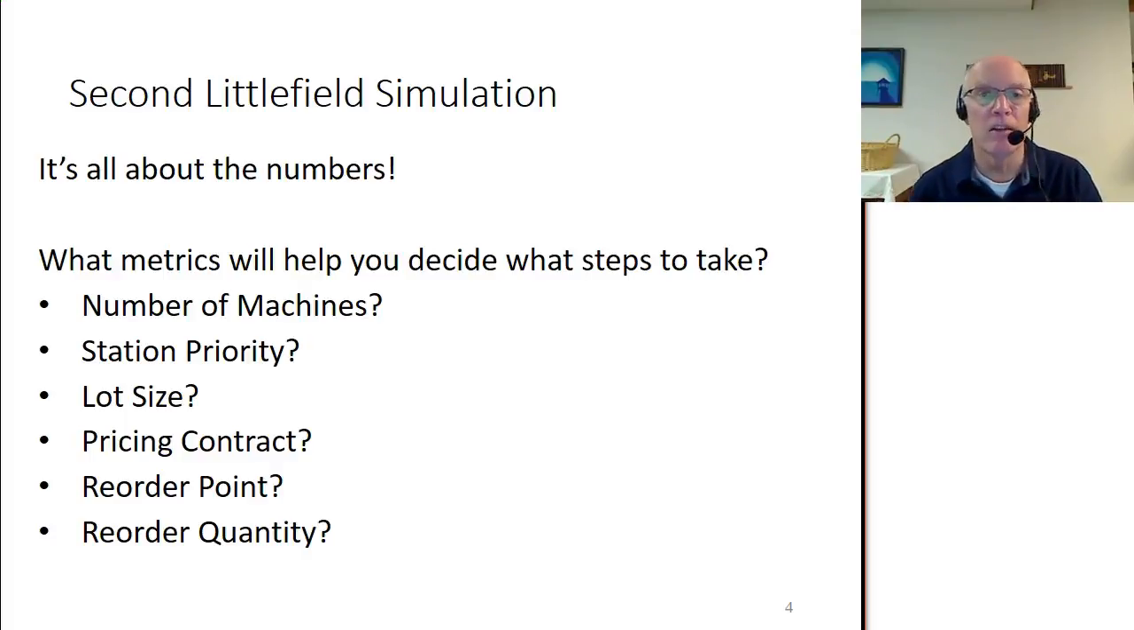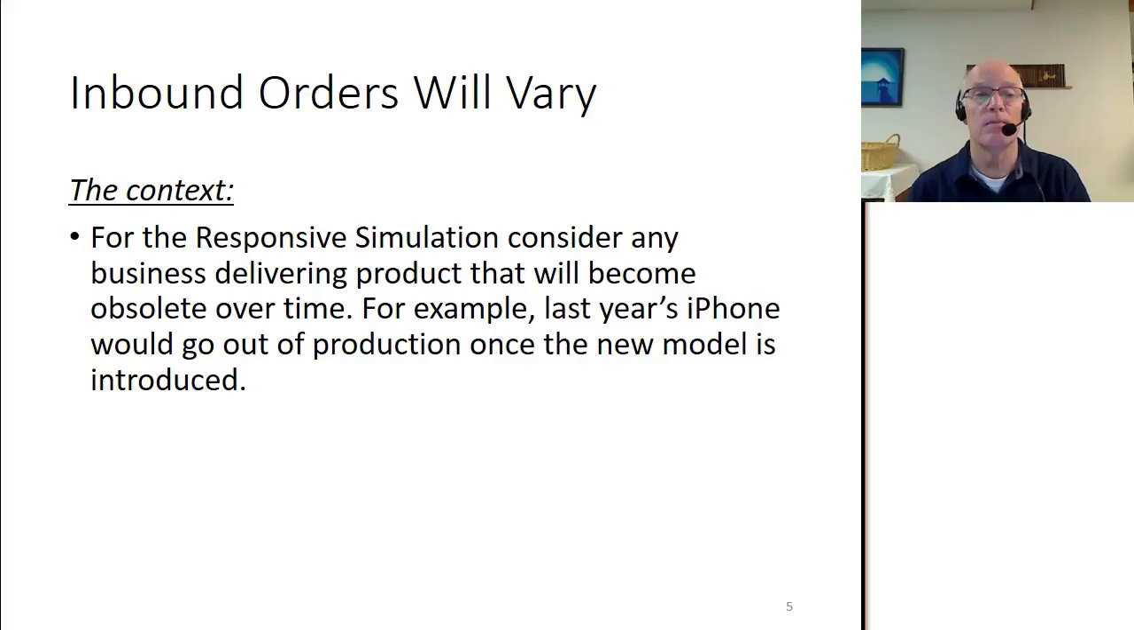So again, I want to emphasize, and you saw this the first time, but it's all about numbers. What formula, what process are you going to use to determine what decisions you're going to make? How do you know when it's time to buy a machine? How do you know when it's time to sell a machine? How do you know when it's time to change the priority going into station 2? How do you know where to set your reorder quantities and your reorder point? And how do you know which contract to choose? What mathematical, quantitative methods are you going to use to make those decisions? That's what I'll be looking for in the final analysis of your results.